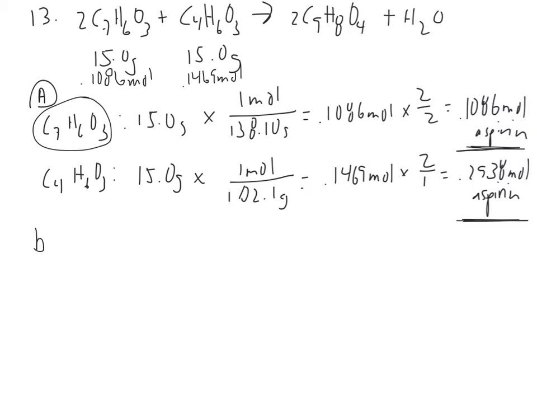And then B wants to know what's the maximum mass that could be obtained. So I know that the maximum is 0.1086 moles. And now they want it in mass. If they say amount, you can leave it as moles. So aspirin, C9H8O4, has a molar mass of 180.17 grams per mole.